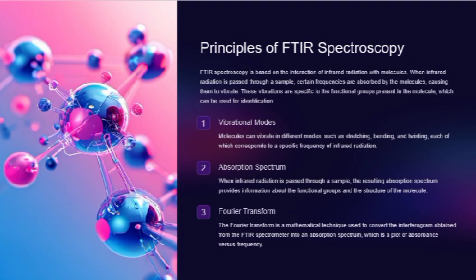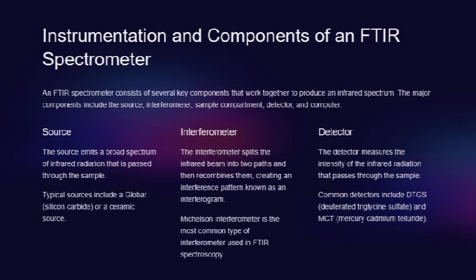The Fourier transform is a mathematical technique used to convert the interferogram obtained from the FTIR spectrometer into an absorption spectrum, which is a plot of absorbance versus frequency. Now we will discuss instrumentation and components of an FTIR spectrometer. An FTIR spectrometer consists of several key components that work together to produce an infrared spectrum.